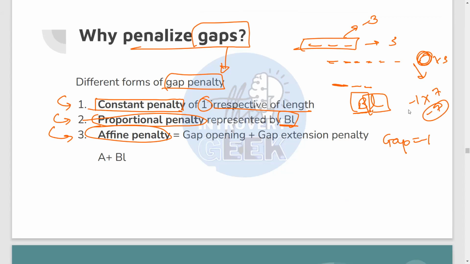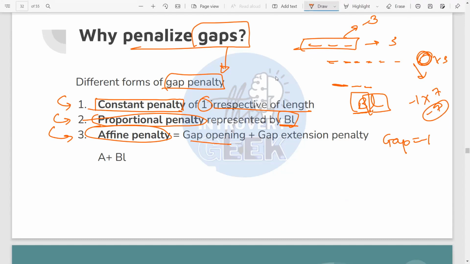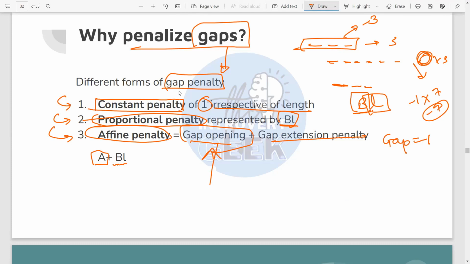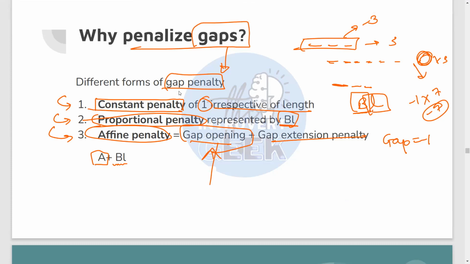And finally, affine penalty. Affine penalty is gap opening plus gap extension penalty. I'm sorry, I think during my proportional penalty explanation, I explained affine penalty. So affine penalty is opening the gap and then extension. So the gap opening penalty is A, whereas for continuing the gap, it's B into L. So it takes into account both constant and proportional in a way.